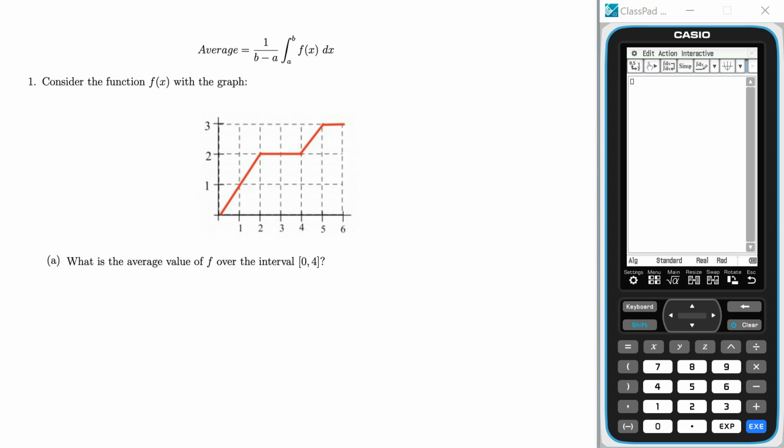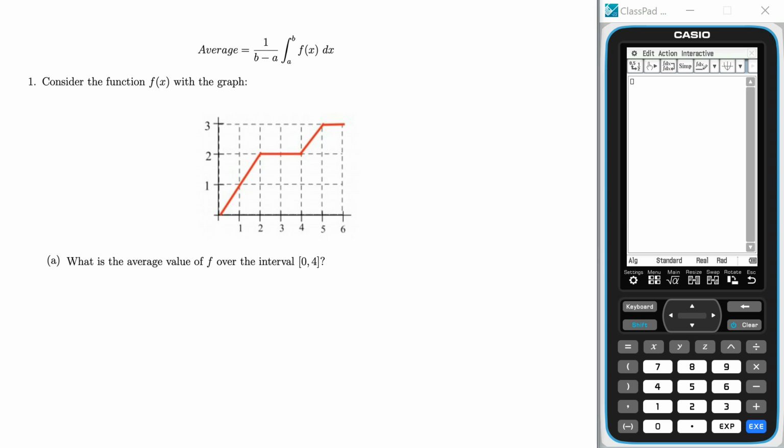The formula to find the average value taught in your textbooks is 1 on b minus a times the integral from a to b of the function f of x dx. Now this formula is quite straightforward if you're given the rule of f of x. But what if you were shown a graph and weren't given the rule of the function f of x? How would you then quickly work out the average value?